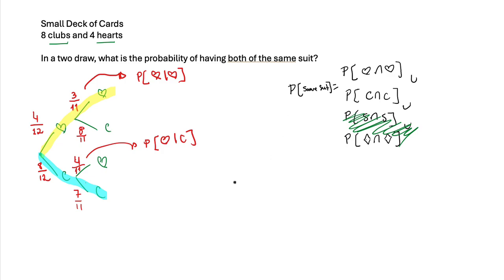So let's do that. The probability of having the same suit is equal to the probability of hearts and hearts, which is the multiplication of 4 over 12 times 3 over 11. Plus, and you see that you don't have to discount any branches, they're not overlapping. So as in the other example we did, this is the probability of the clubs and clubs happening, which is 8 12ths times 7 11ths. Okay? And that's it. This is the probability of having the same suit.